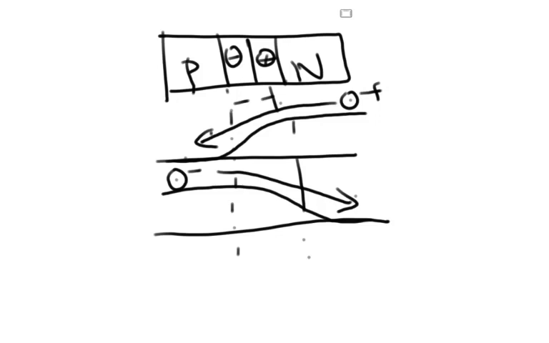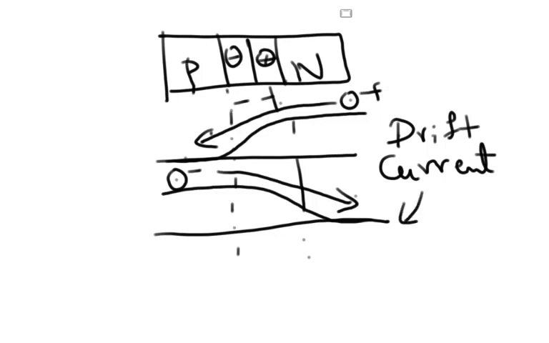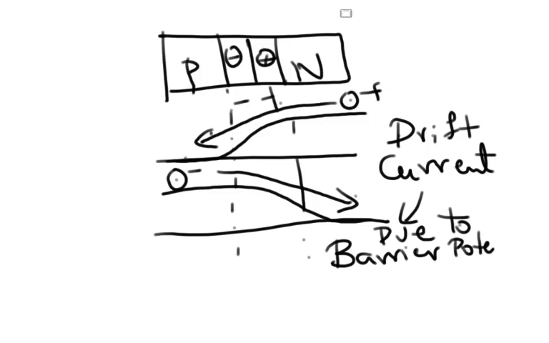This movement of charges, also called as current, is due to electric potential, and hence this is called as drift current, because this is due to the barrier potential. Now that drift current is opposite direction of diffusion current, and it is also not dependent on barrier voltage value.